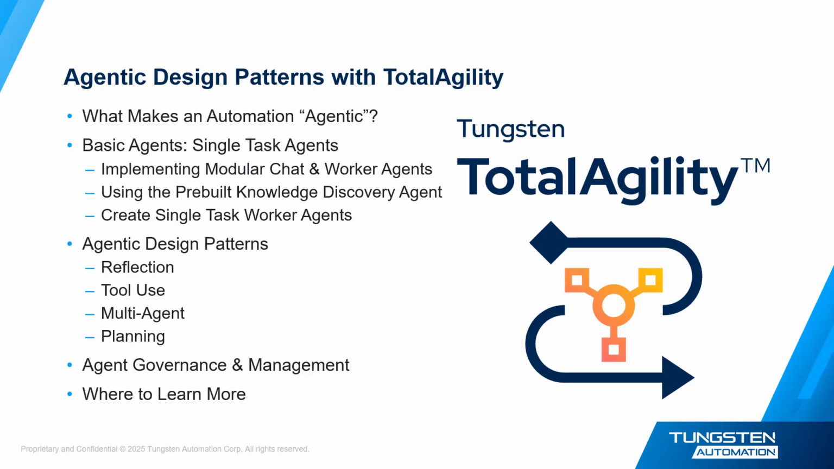Then we'll look at some simple single task agents. So just recapping the basics of creating agents within the TotalAgility platform before moving on to look at how we can improve the performance and outputs from these agents using various different agentic design patterns. So we'll build on the examples that we start with to then fold in some of the agentic design principles and show how these can then work together to give you a more autonomous, more consistent approach to using artificial intelligence within your automation projects.